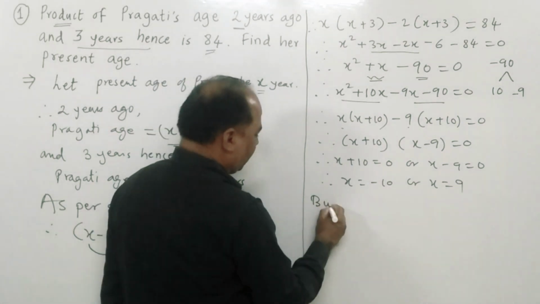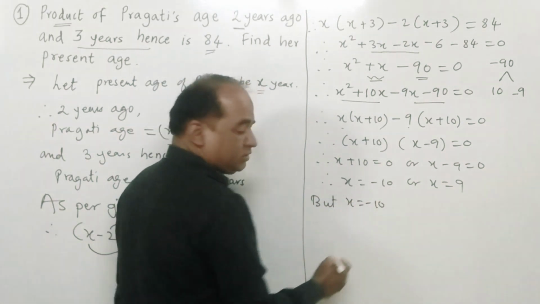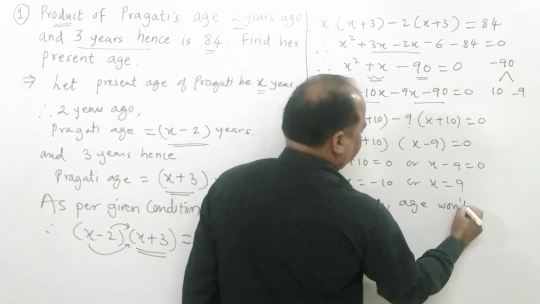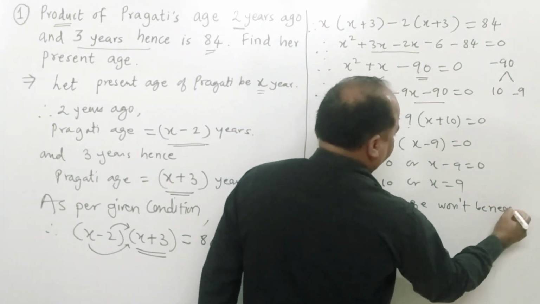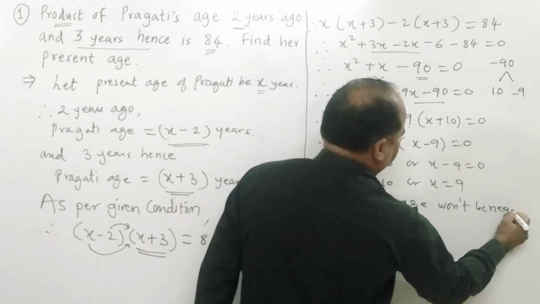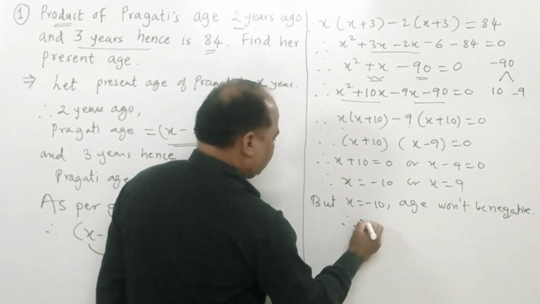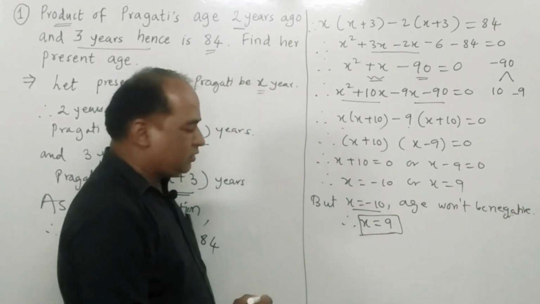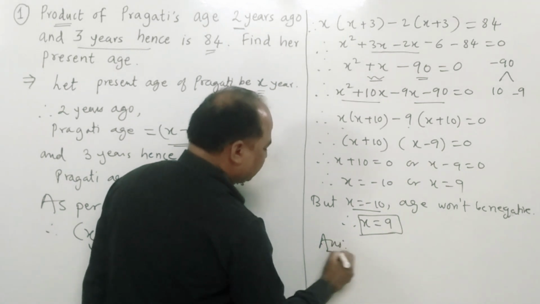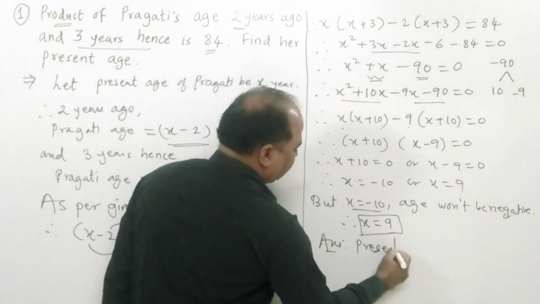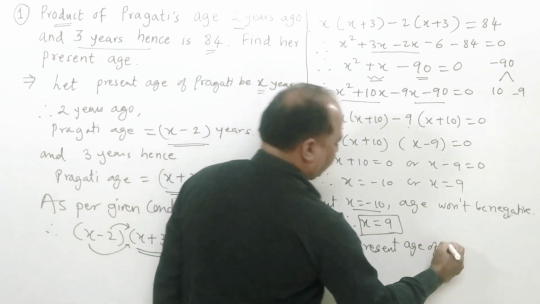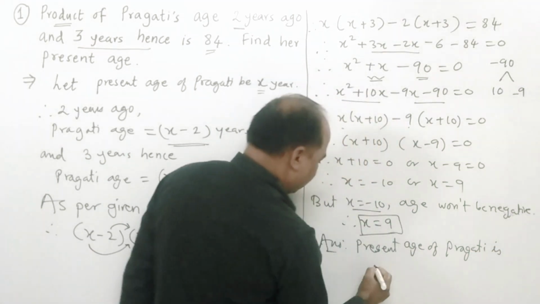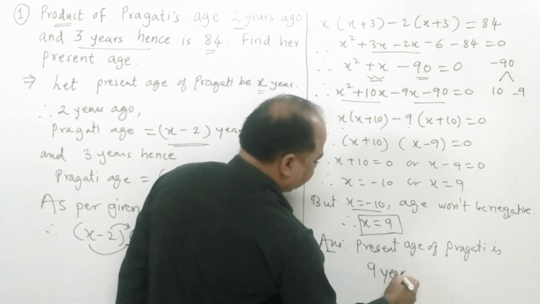Now, x is equal to minus 10 is not acceptable, because age won't be negative. Therefore, x is equal to 9. So the answer: the present age of Pragati is 9 years.